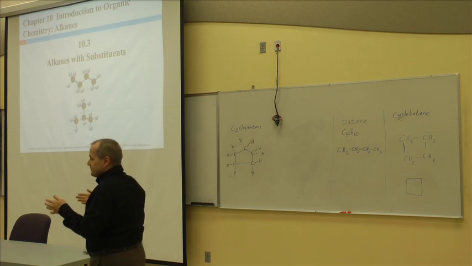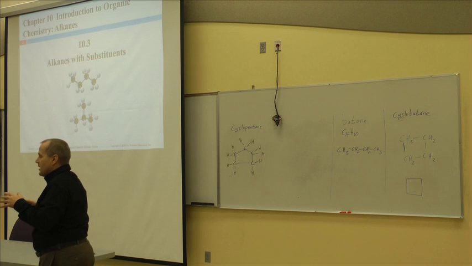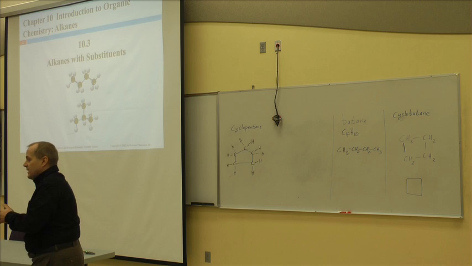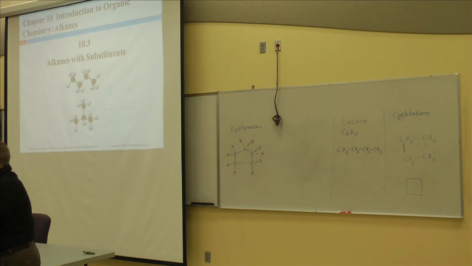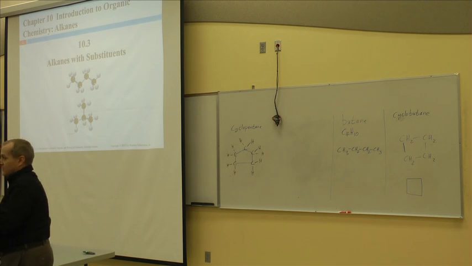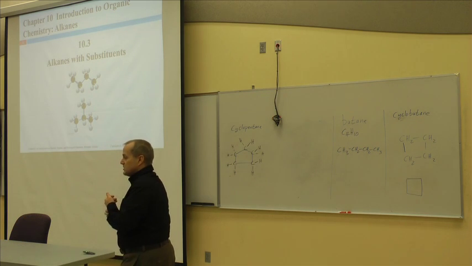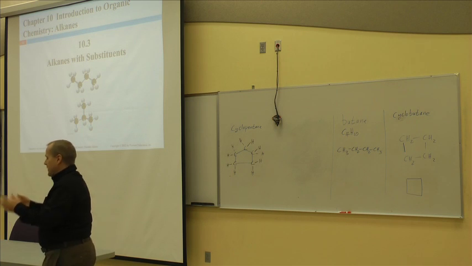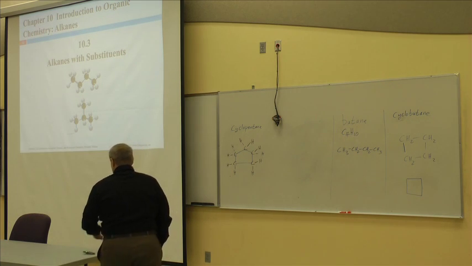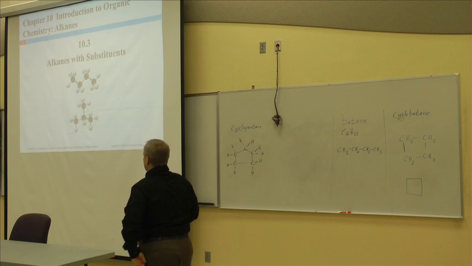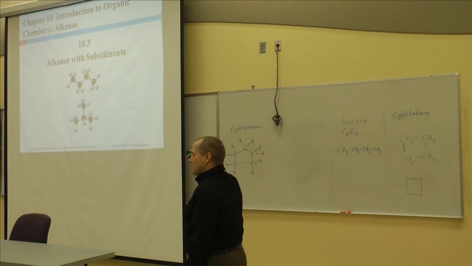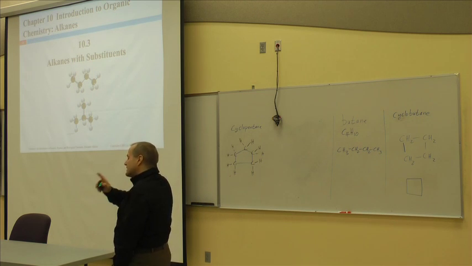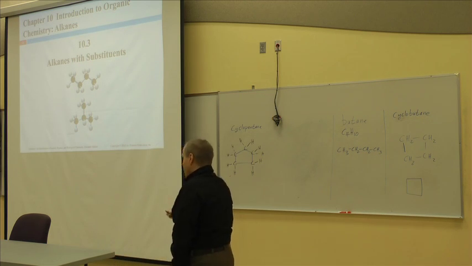Now substituents, we'll define it here in a minute, but just a quick definition of substituent is it's anything bonded to a carbon that is not hydrogen. Anything bonded to a carbon that is not hydrogen is a substituent. Okay? Now I'll define that a little clearer when we get into it, but for now just think of it that way. It's not quite that simple, but that's a really good way to think about it.